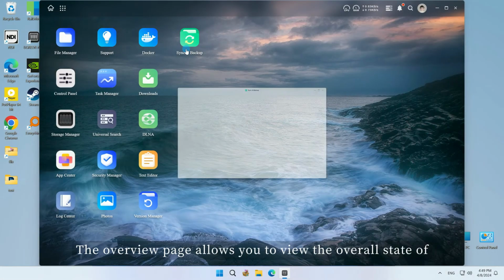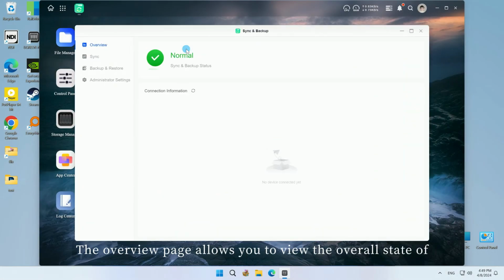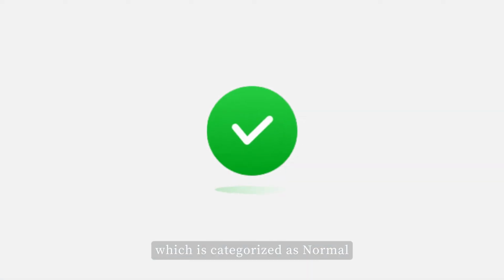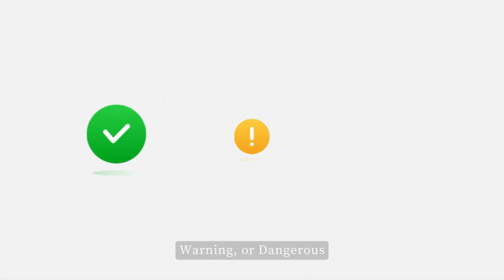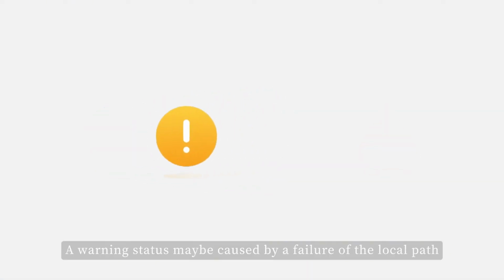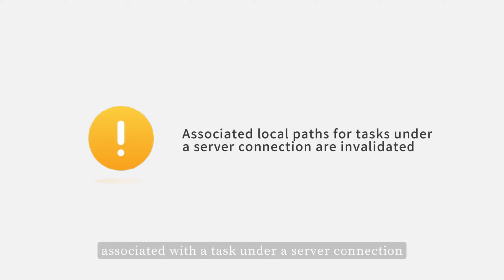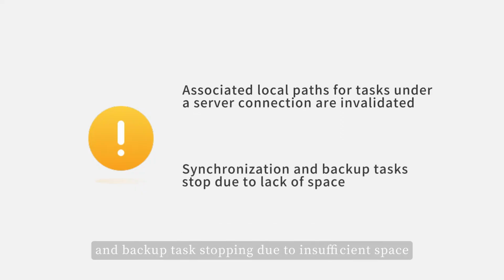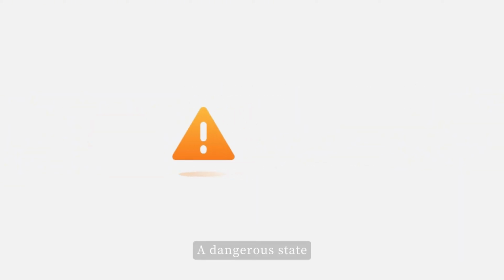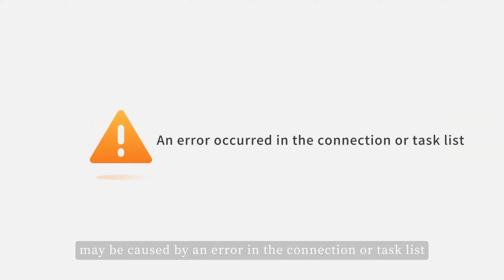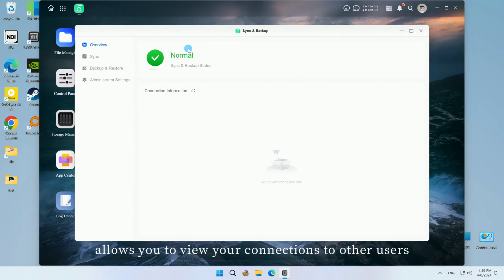The overview page allows you to view the overall state of synchronized backups, which is categorized as normal, warning, or dangerous. A warning status may be caused by a failure of the local path associated with a task under a server connection or by a synchronization and backup task stopping due to insufficient space. A dangerous state may be caused by an error in the connection or task list. The connection information module allows you to view your connections to other users.